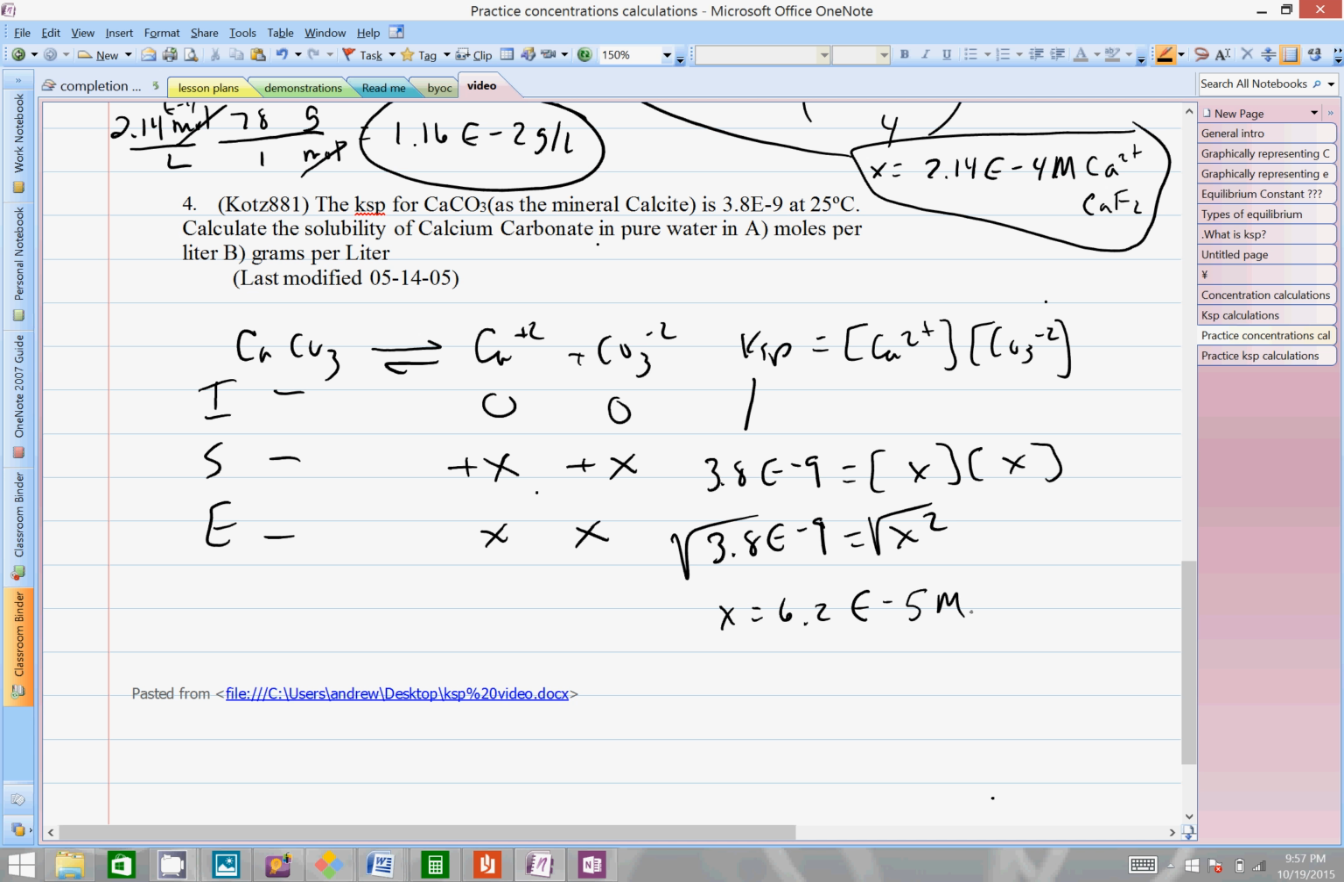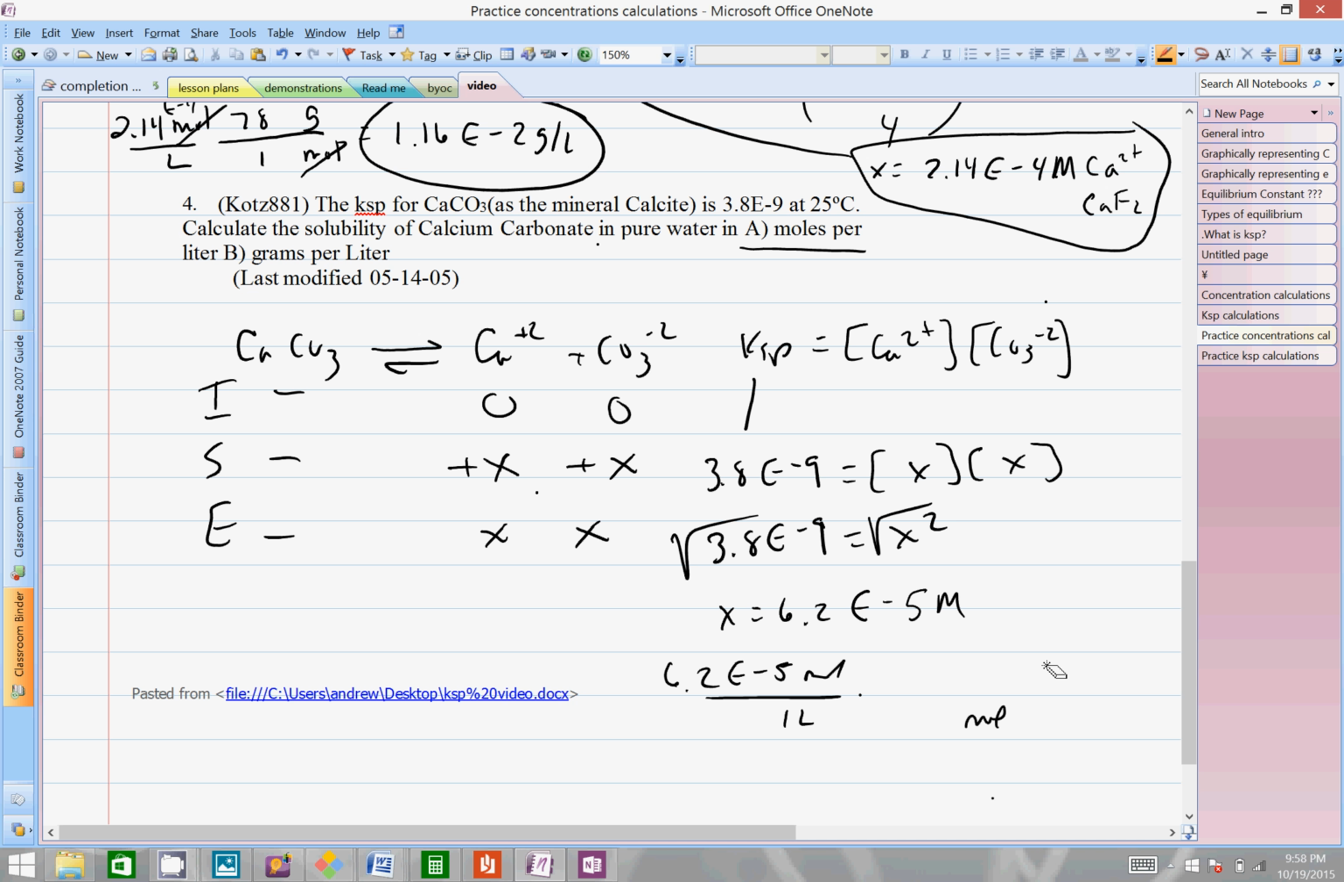This is the answer to A, and they want B in grams per liter. I just showed an example of that. It's the same math: 6.2 e to the negative fifth moles per 1 liter. I want to get rid of moles and go to grams. Grams per mole is the molar mass, so I need to add the molar mass of calcium carbonate, which I do believe is 100.